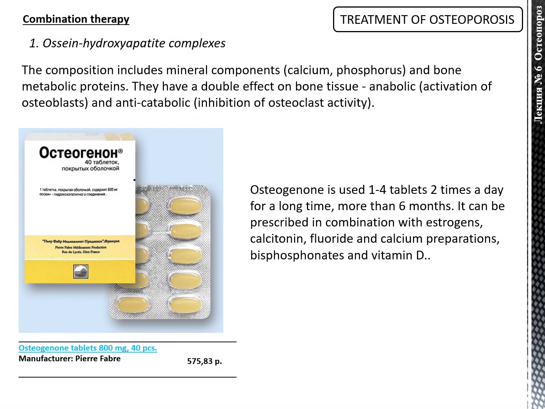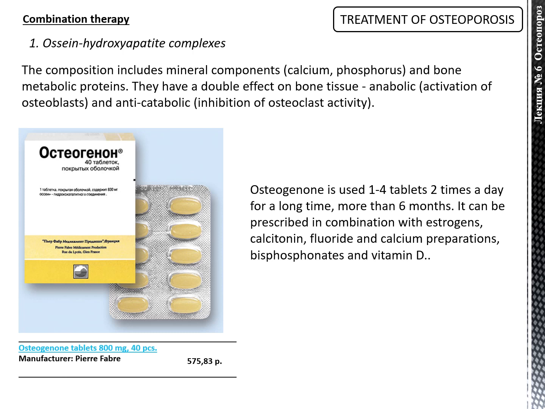Combination therapy: drugs that have an effect in the treatment of osteoporosis. In this case, the effect is proven, but the mechanism is quite poorly understood and the drugs, oddly enough, are quite old. These are aspartate hydroxyapatite complexes. The composition includes mineral components calcium, phosphorus, bone metabolic proteins. They have a double effect on the bone, both anabolic, that is, activation of osteoblasts, and anticatabolic, inhibition of osteoclast activity. As an independent treatment of osteoporosis they are quite active and have been used for a long time, but not to say that they are as effective as drugs of the antiresorptive group or, especially, as drugs that are used in the USA, that is, parathyroid hormone preparations.